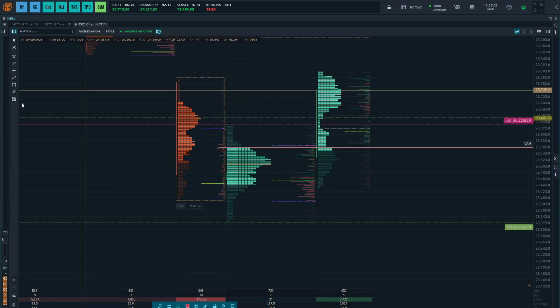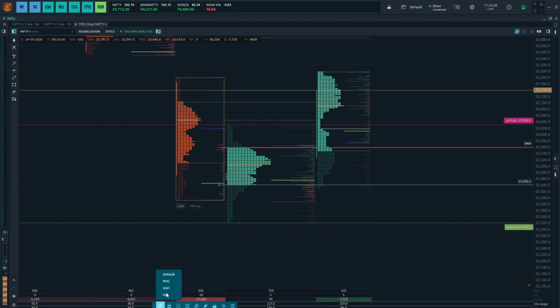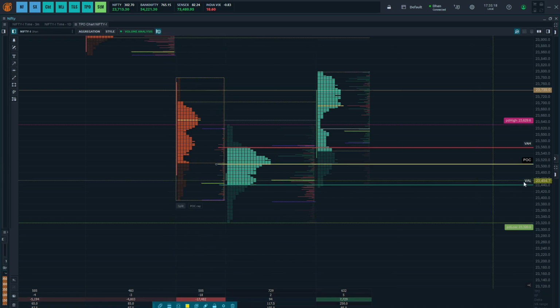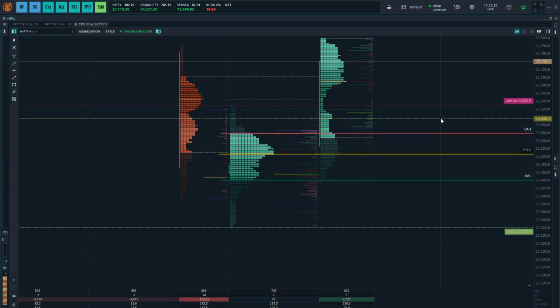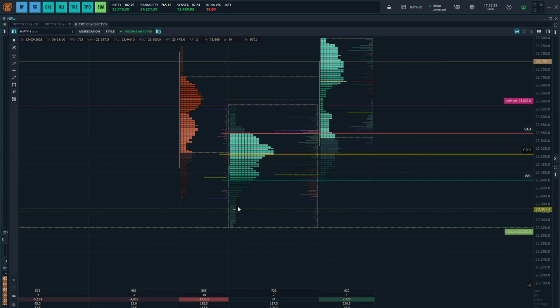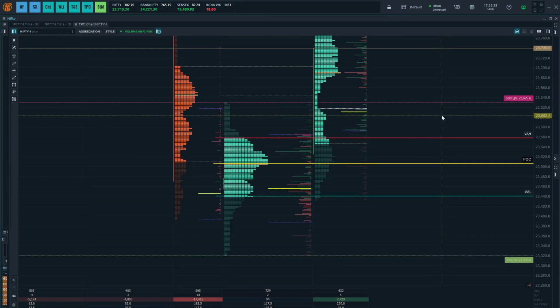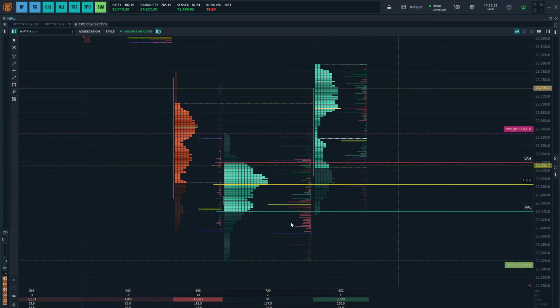So this is the value area high of the previous day and this is the value area low of the previous day. We will also mark a POC level, where we can mark the previous day's auction. So we have marked the value area low, POC, and the value area high. These are the three important levels for today's trading session.